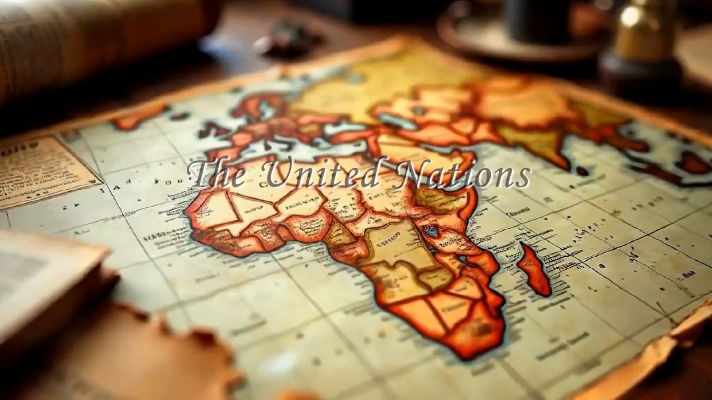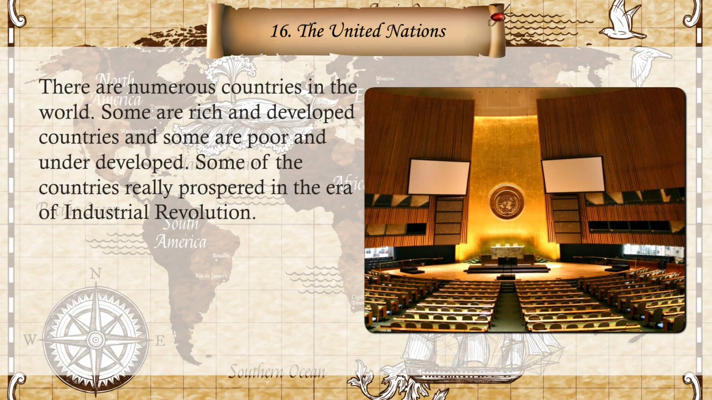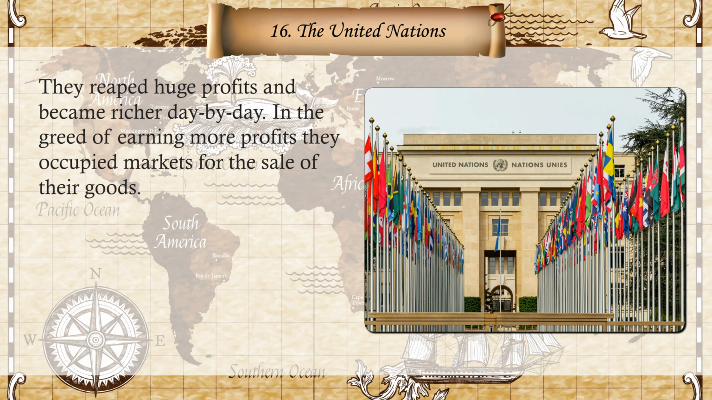Chapter 16. The United Nations. There are numerous countries in the world. Some are rich and developed countries and some are poor and underdeveloped. Some of the countries really prospered in the era of Industrial Revolution. They reaped huge profits and became richer day by day.